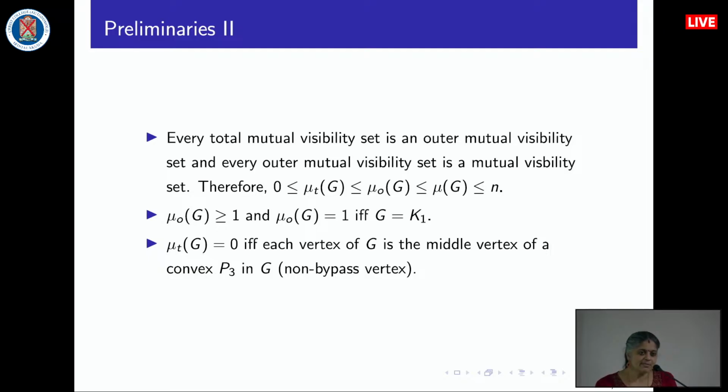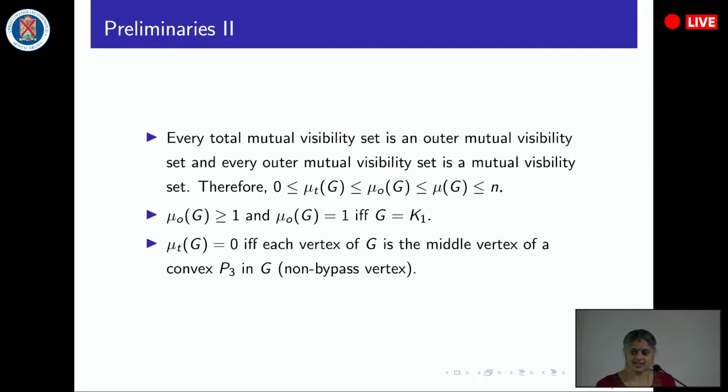Unlike mutual visibility and outer mutual visibility, this total mutual visibility number could be 0 also, because if every vertex is the central vertex of a convex P3, then between the end vertices of that P3, the unique path passes through the central vertex. So if I am considering a graph G in which every vertex is the central vertex of a convex P3, then mu T can be 0.